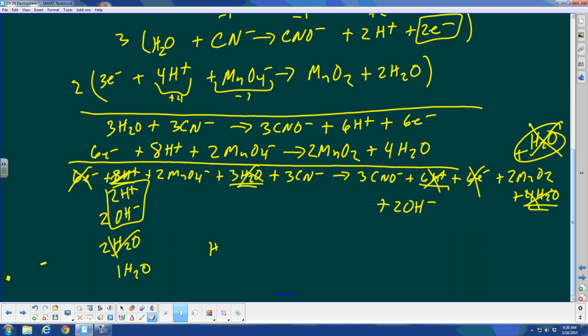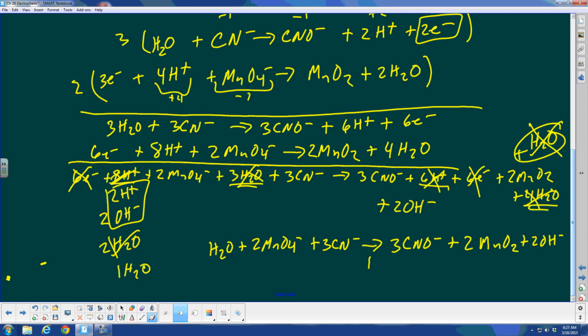So I have water plus 2 permanganates plus 3 CN minus yield 3 CNO minus plus 2 MnO2s plus 2 hydroxides. All right, H's. How many H's do I have? It looks like I have 2 over there, and I have 2 here. O's. I have 9 O's on the left, and I have 3, 7, 8, and 9 O's.